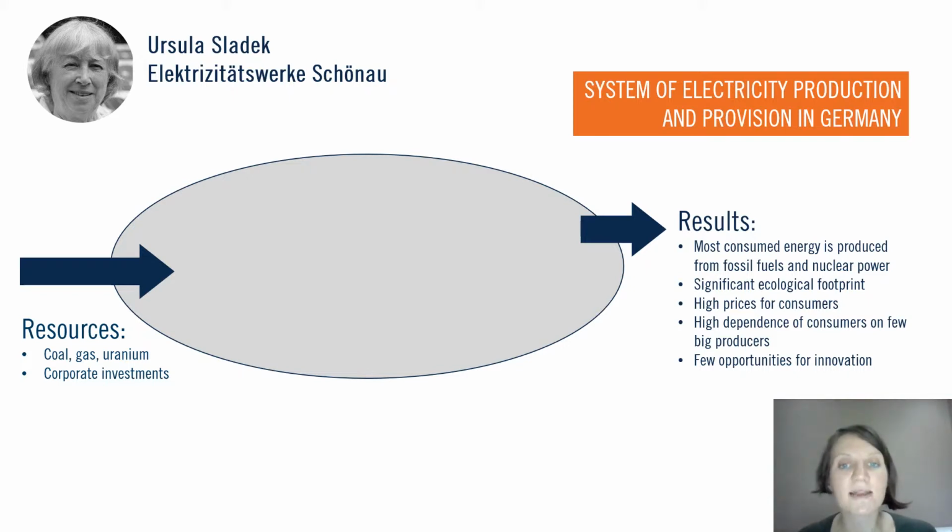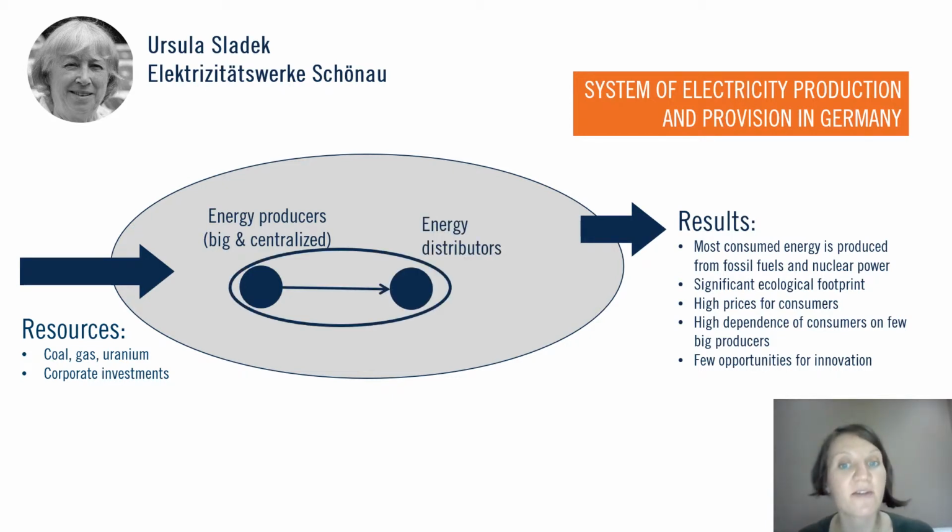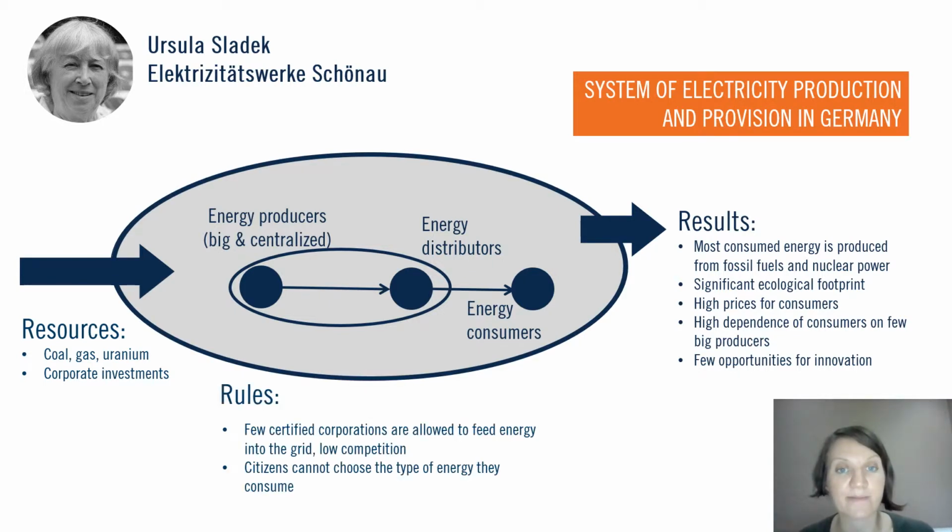If we look inside the system, one can say that there have been three major interconnected roles. The energy producer role was played by a few big centralized companies which were selling energy to energy distributors, often affiliated with them. The energy distributors were then selling and delivering energy to the consumers. Consumers had no chance to choose the source of the energy they buy.